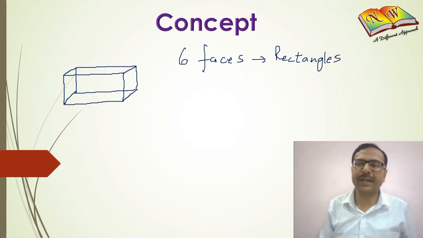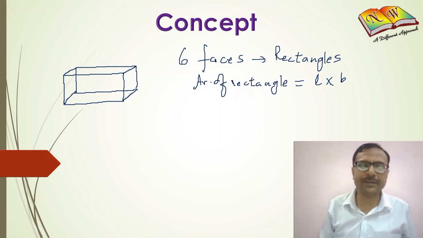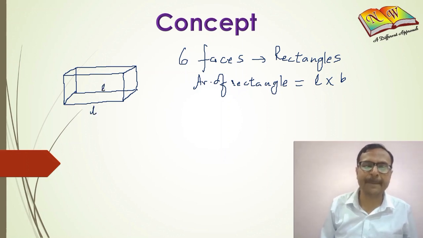We all know that the area of a rectangle is given by length times width, right? And let's mark the length, width and height in the cuboid. All these horizontal lines, they are lengths. All the diagonal lines, these are the breadths or the widths. And all the vertical lines, they are the heights. So H, H, H and H.